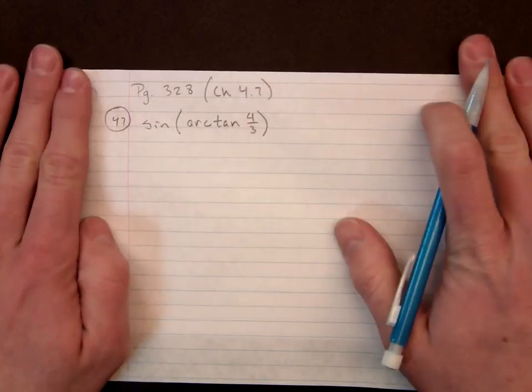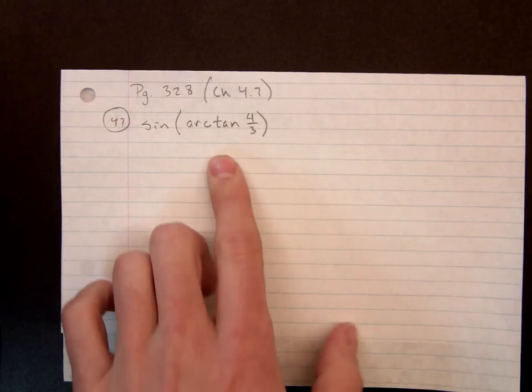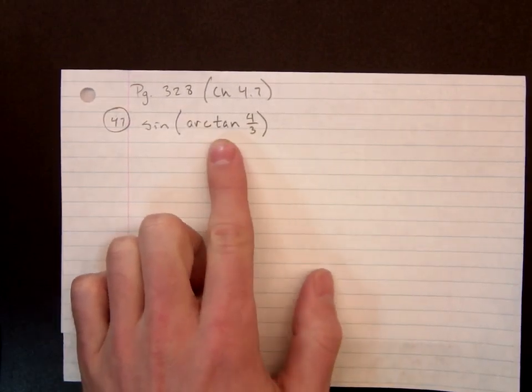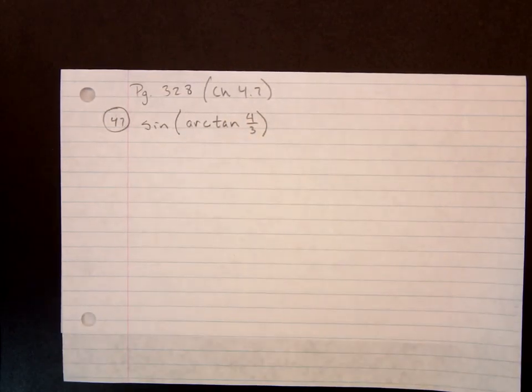All right, so here's another example from chapter 4.7. In this particular example, what we end up with is the inverse tangent, so an inverse trig function being inputted into one of our original trig functions.